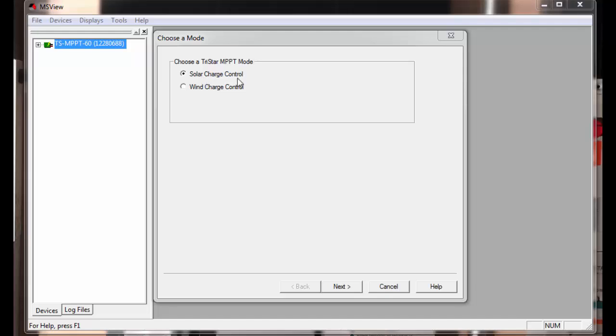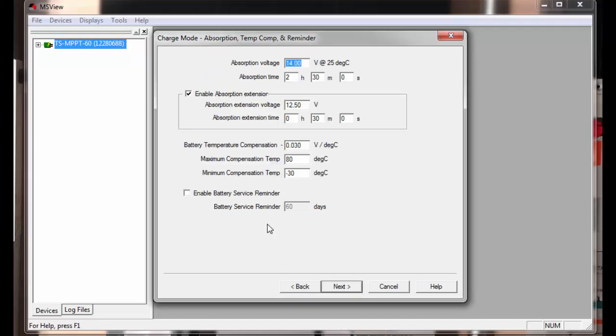You select the solar charge control and then selecting next, that brings you to the absorption settings. This is where you configure the appropriate absorption voltage and time and the temperature compensation, and then finally battery service reminders if needed. So the absorption voltage is the voltage where the battery should come to a full state of charge.